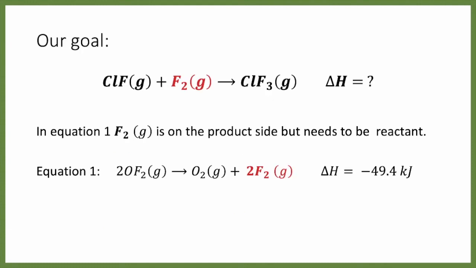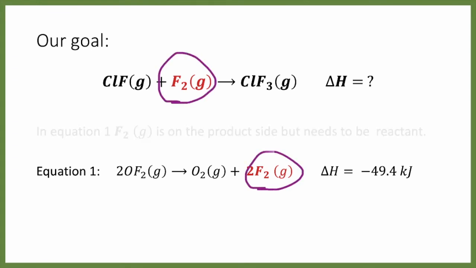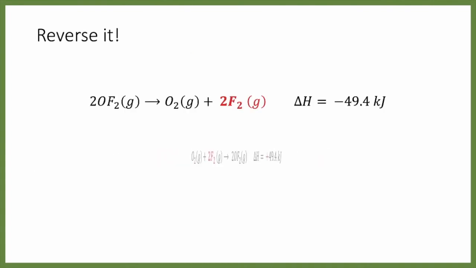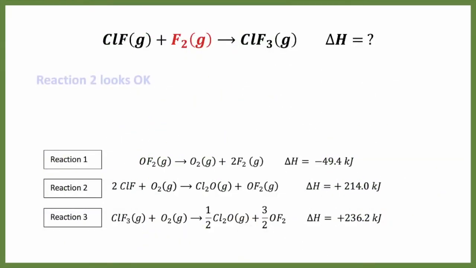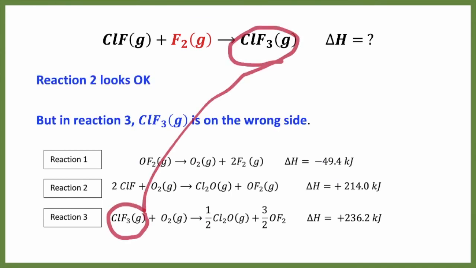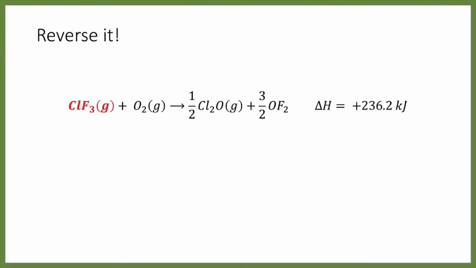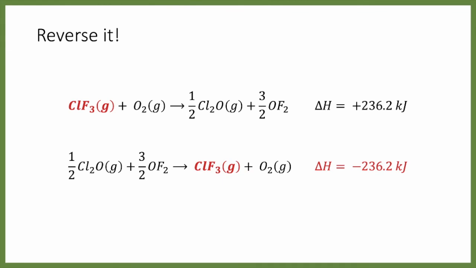So when we look at equation 1, we see that fluorine, molecular fluorine, is on the product side, but it needs to be a reactant. So we need to flip this equation, and when we do, we need to flip the sign on delta H as well. And so our sign will now turn positive. The second reaction looks okay, but we need to flip reaction 3, since the chlorine trifluoride needs to be on the product side. We also need to flip the sign on delta H when we reverse this reaction. So it turns from a positive to a negative.